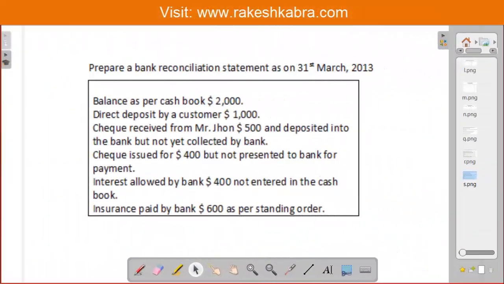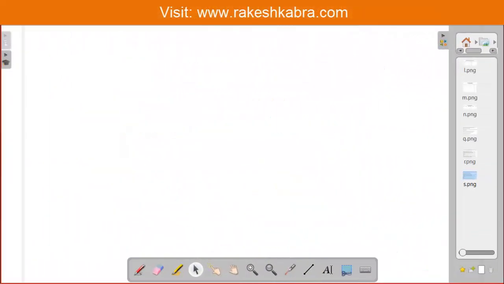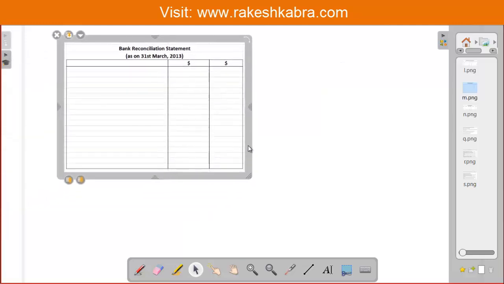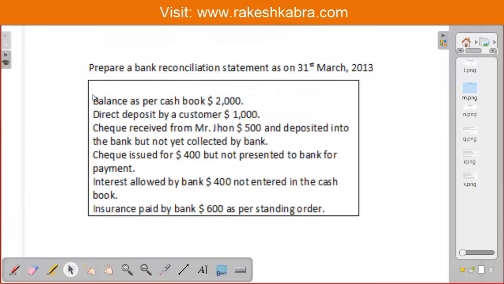Next page we will prepare bank reconciliation statement. This is our bank reconciliation statement. So see, this is our question. Now see what we are to do. We are to prepare bank reconciliation statement, isn't it? And on which date are we to prepare it?